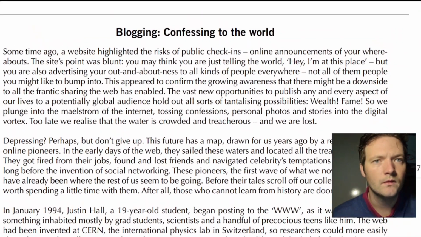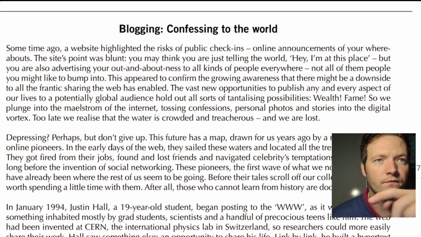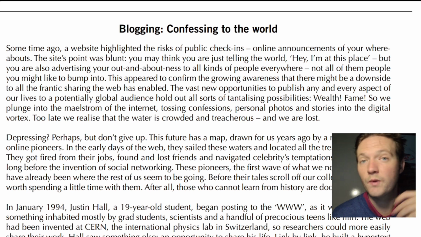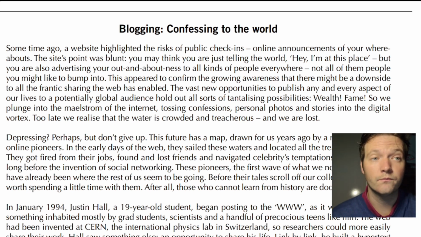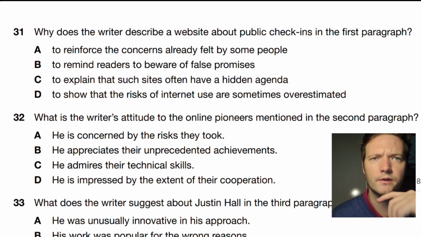Because we go back to that point there where he says, this appeared to confirm the growing awareness that there might be a downside to all the frantic sharing the web has enabled. So this website is sort of reaffirming what people already were starting to think, that there could be some dangers involved with telling people where you are all the time. Yeah, I think I'd go along with that. I think that's A. Yeah, I'm pretty sure it's A. Let me know what you think.